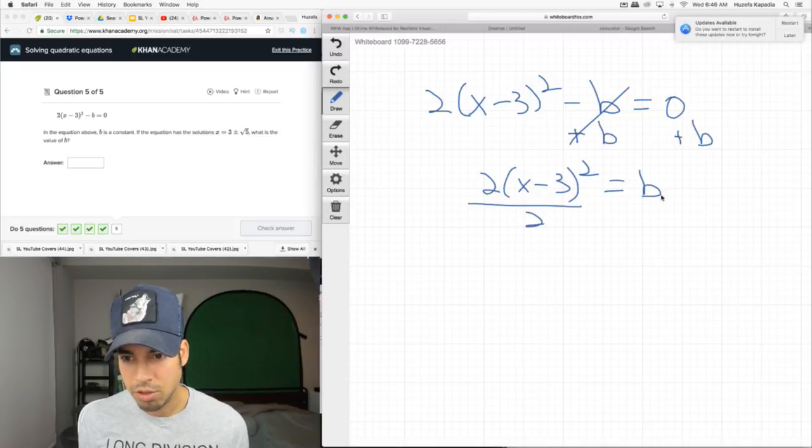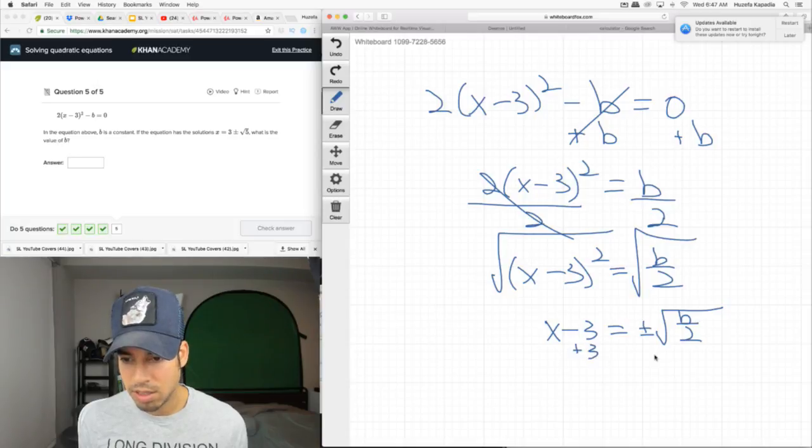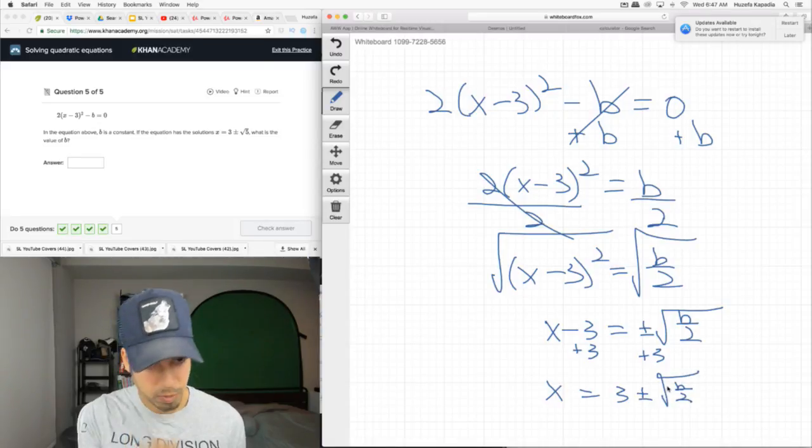Then I'm going to divide by 2. Basic variable isolation goes away. x minus 3 squared, whoops, oh boy, equals b over 2. Now let's square root both sides to get rid of that square. We get x minus 3 equals plus or minus the square root of b over 2. And then let's add 3 to both sides to get rid of that last 3. x equals 3 plus or minus the square root of b over 2.